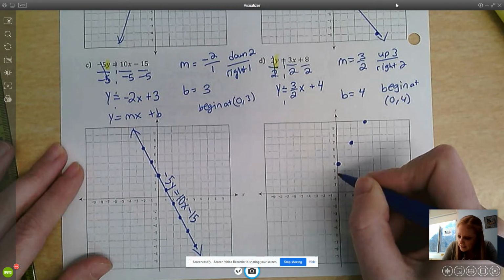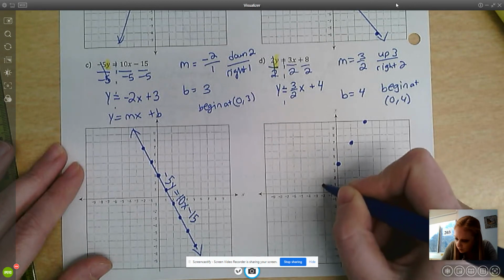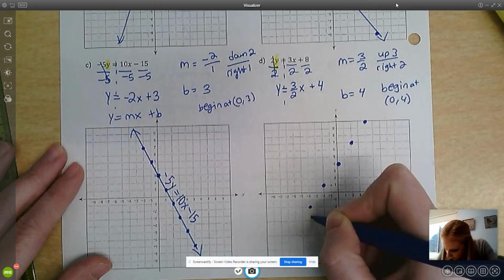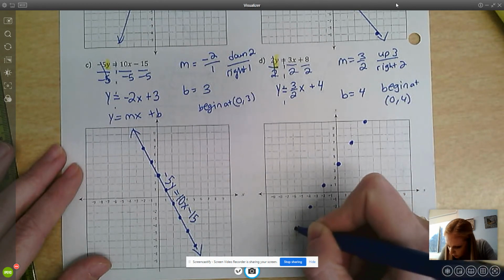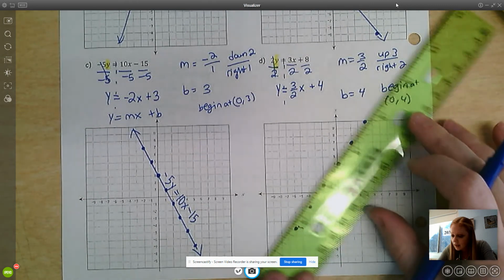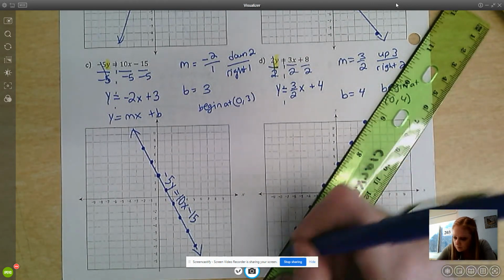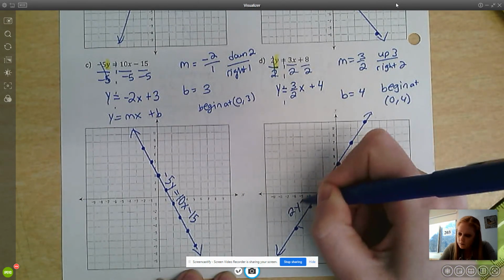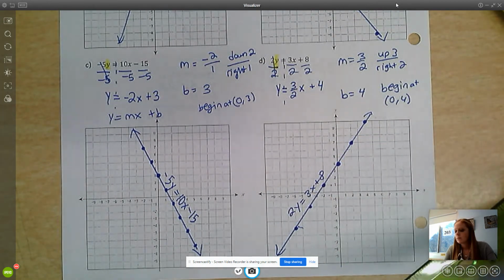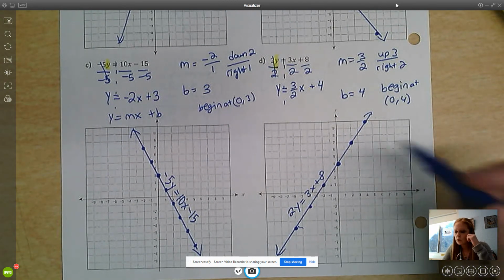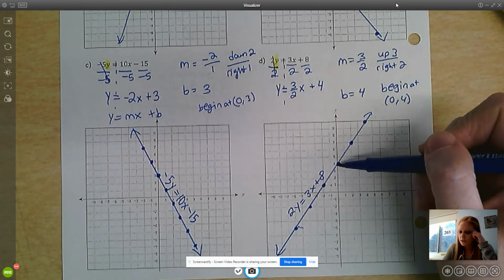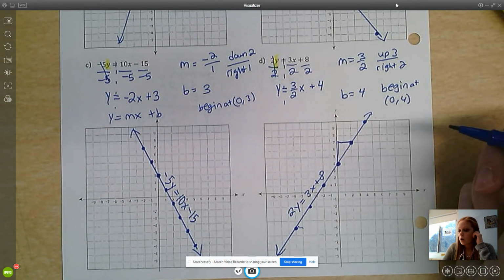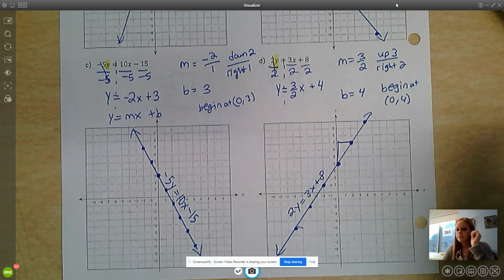and I'm going to go reverse, down 3, left 2. Let's do it again, down 3, left 2. Okay, connect. Arrows, label with the original. Okay, and you can check it over. The y-intercept is 4, and we did up 3, right 2. You can see that right there. Okay, positive slope, and it's going upward. All right.